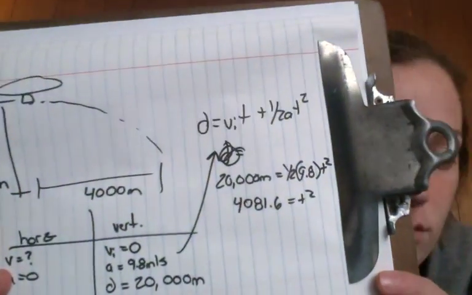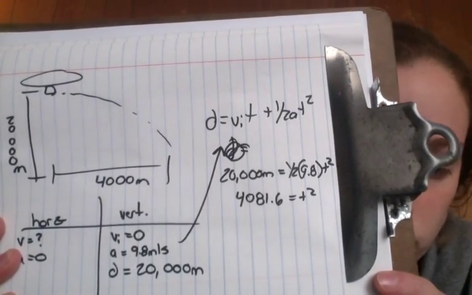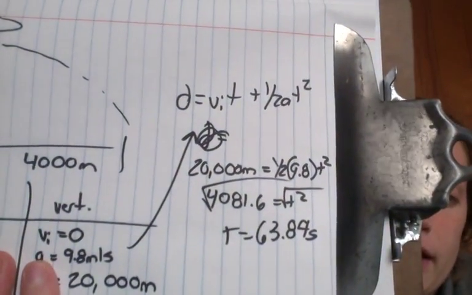So then, plugging everything in, we get distance: 20,000 meters is equal to 1/2 times 9.8 t squared. And then you get like 4,000-something, and that number is equal to t squared. So then we square root it, and we get t should be equal to 63.89 seconds. So that was the total time in the air.